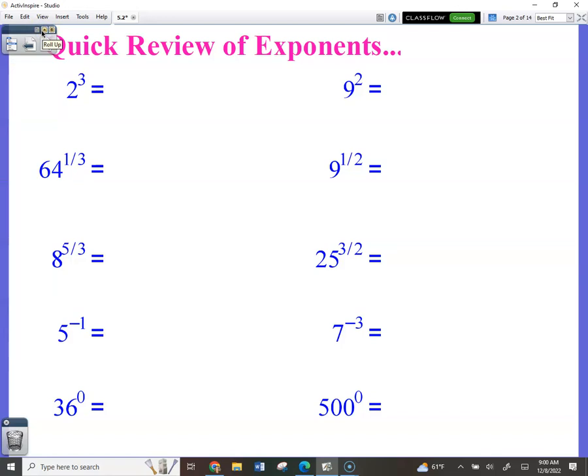2 cubed means 2 times 2 times 2, which is 8. 9 squared, 81. So far, so good. Now, let's refresh you on rational exponents. If you recall, I'll actually skip to this one. Go to the 9 raised to the 1/2 power.